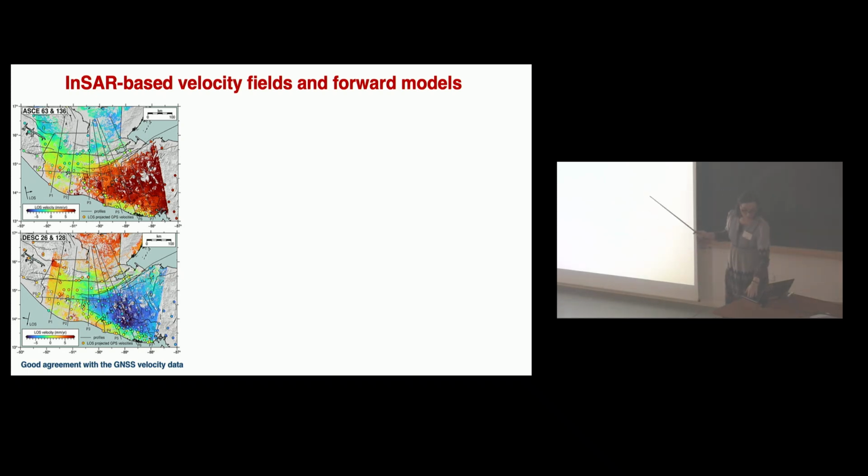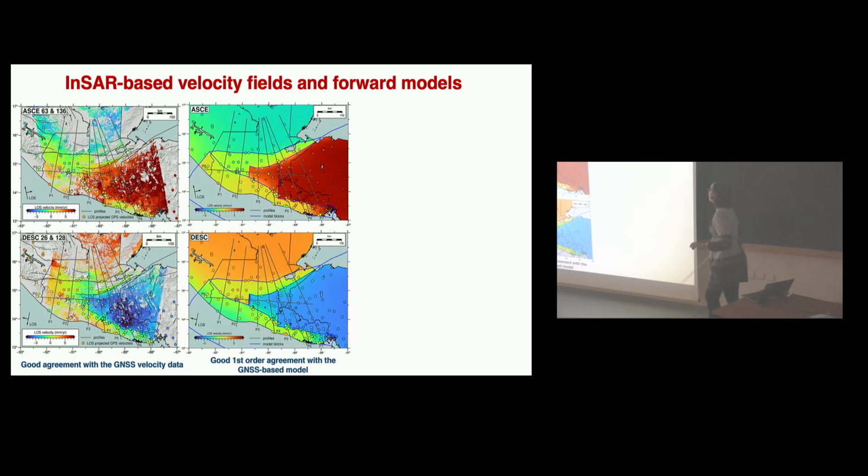Also, when I projected these velocities, they were in the ITRF frame of reference. I grabbed the preferred model from GNSS and forward modeled what the InSAR should look like according to it, and this is what the model says. We see that our InSAR velocity fields are in good agreement with the GNSS velocity data. If I put on the verticals, it's not as beautiful, but it's still very decent. There's a good first order agreement with the GNSS-based data.